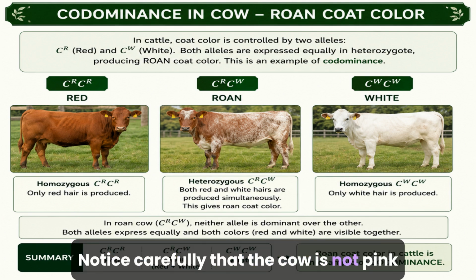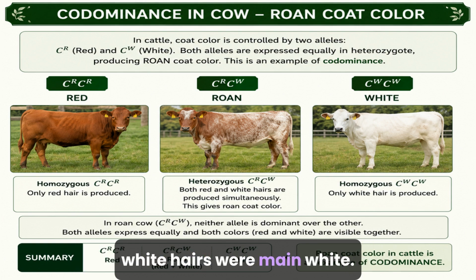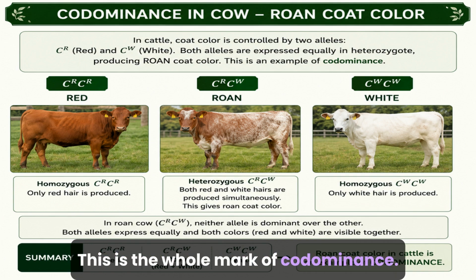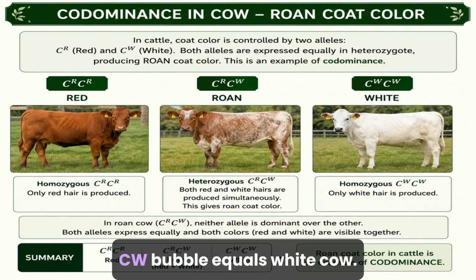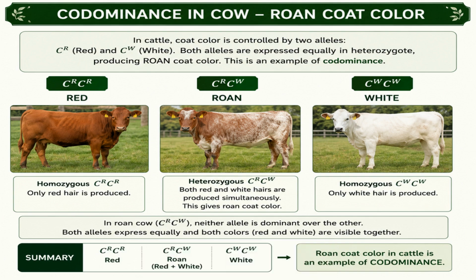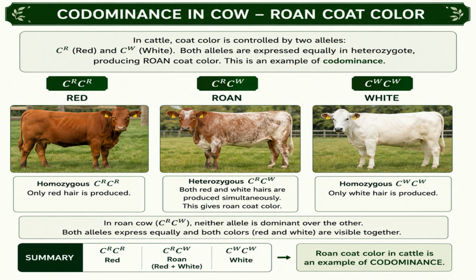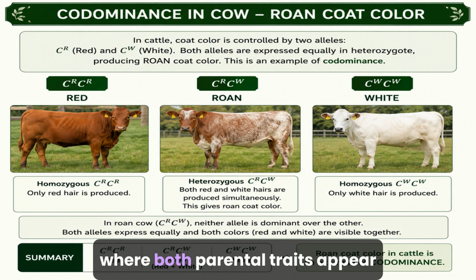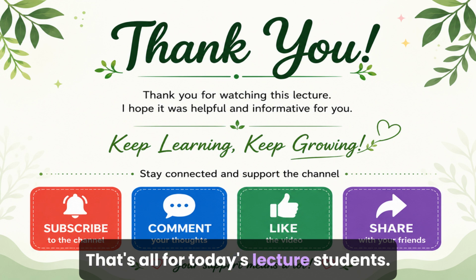Notice carefully that the cow is not pink or any intermediate color. The red hairs remain red and the white hairs remain white. Both colors are visible together. This is the hallmark of codominance. So, students, remember, CRCR equals red cow, CWCW equals white cow, CRCW equals roan cow. And in the roan cow, both alleles are expressed equally without masking each other. Therefore, roan coat color in cattle is one of the best examples of codominance, where both parental traits appear together in the heterozygous condition. That's all for today's lecture, students.